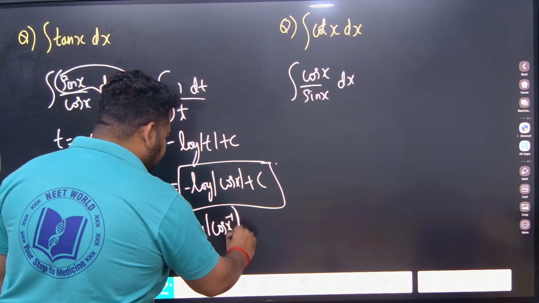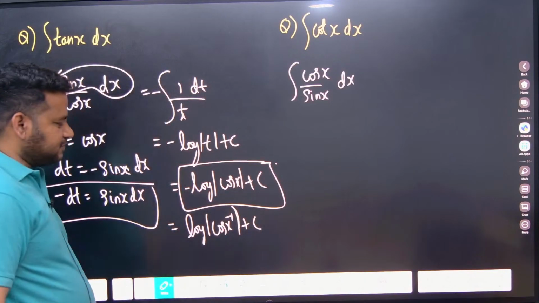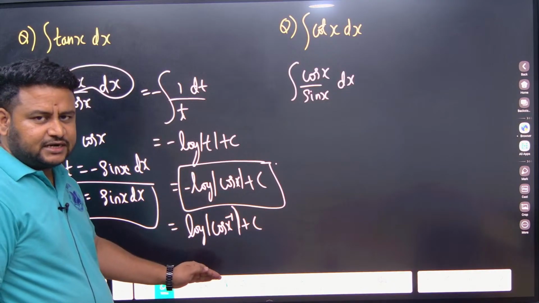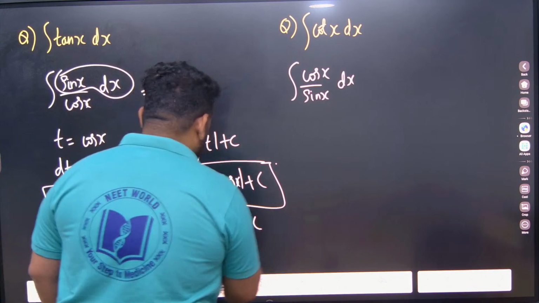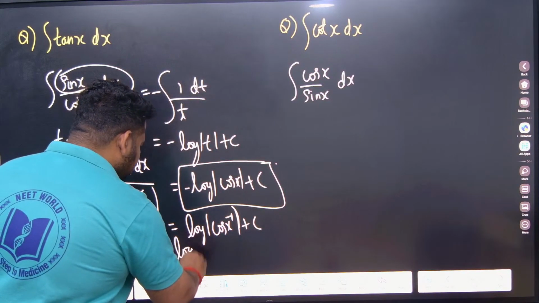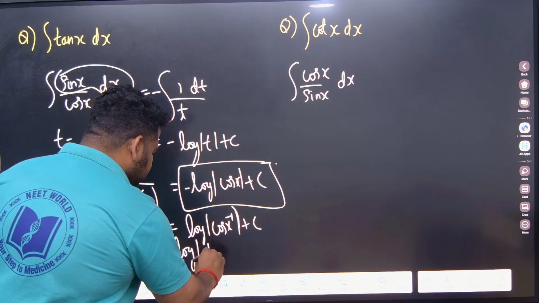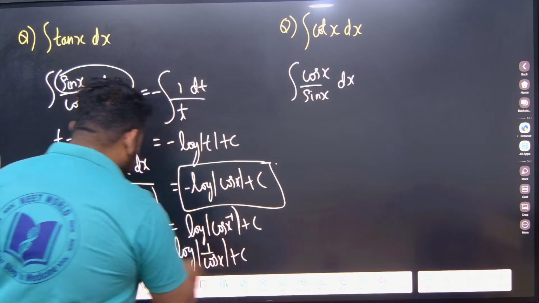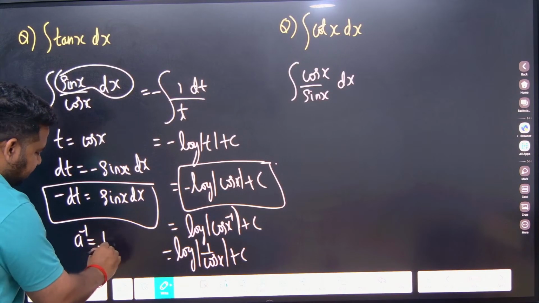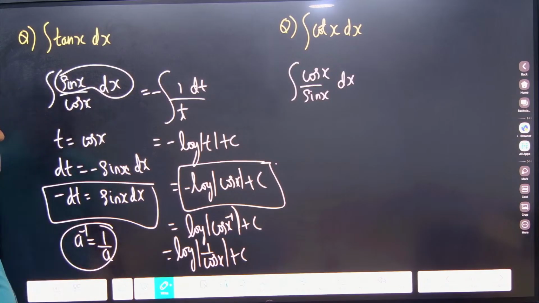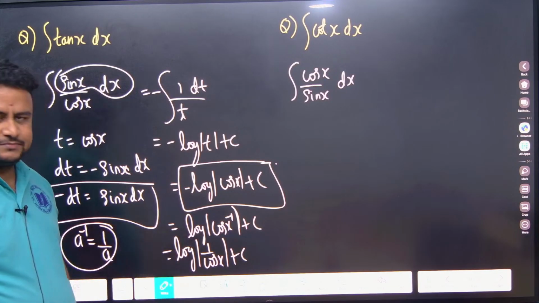This is the power, cos x to the power of minus 1. If I bring cos x to the denominator, the power will become plus 1. So I can write this as log 1 by cos x plus c. Because if I am having a to the power of minus 1, I can write this as 1 by a. Log of 1 by cos x plus c.